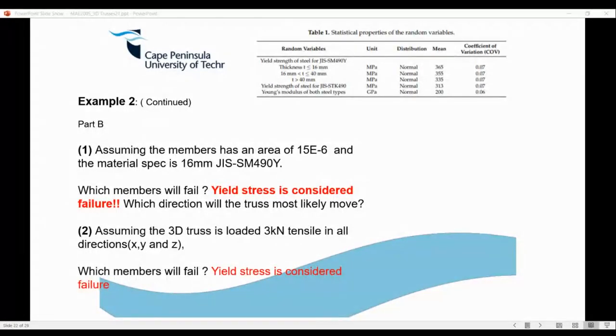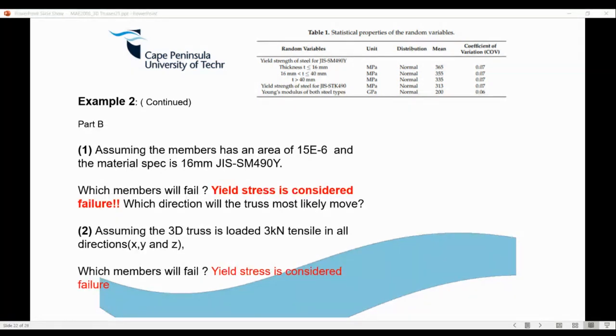Yeah. So we're going to assume the material we're dealing with is a standard truss spec. Well, not really, but it's JIS type material, a 16 mil section or plate. And basically, just based on this, we're going to assume it has a yield of 365 megapascals, right? And it has an area of 15 times 10 to the power negative 6 meters squared. I probably didn't put a unit over here, so I'll write that again.